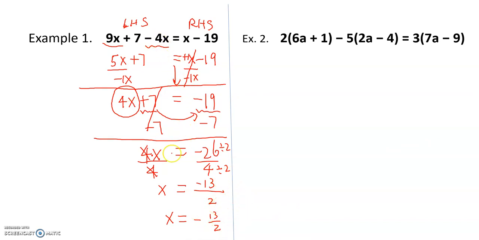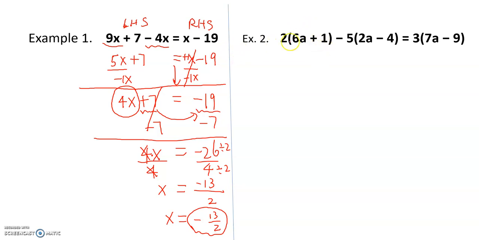Okay, so if you have time, you can always plug the answer into the original equation, replacing x with negative 13 over 2, and make sure the left-hand side equals the right-hand side. Then your answer will be correct. If you plug the number into the left-hand side and right-hand side, and you don't get the same number, that means you did something wrong.